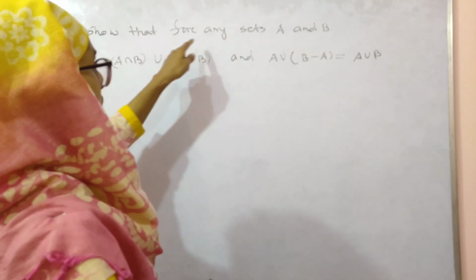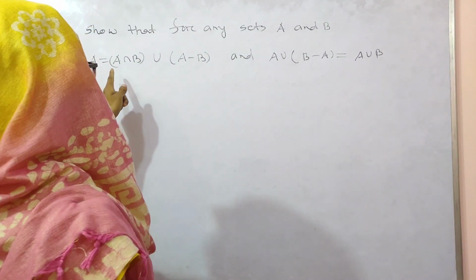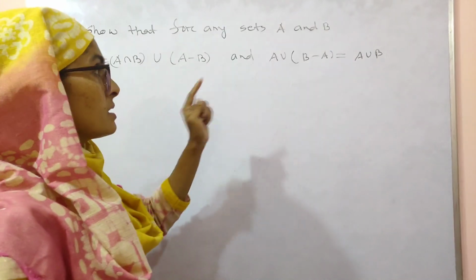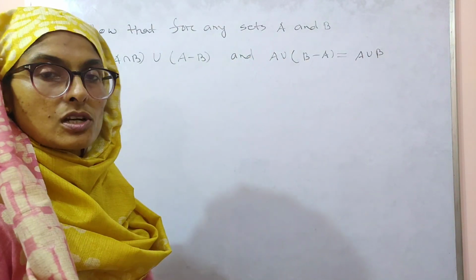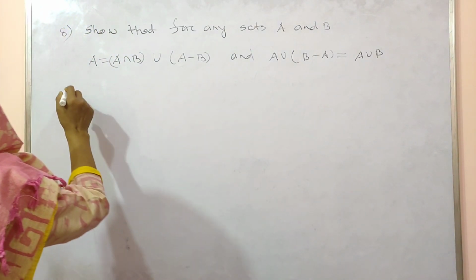Next, number 8. Show that for any sets A and B, A equals (A intersection B) union (A difference B), and (A union B) difference A equals A union B. You have to prove this one. Write down the solution.